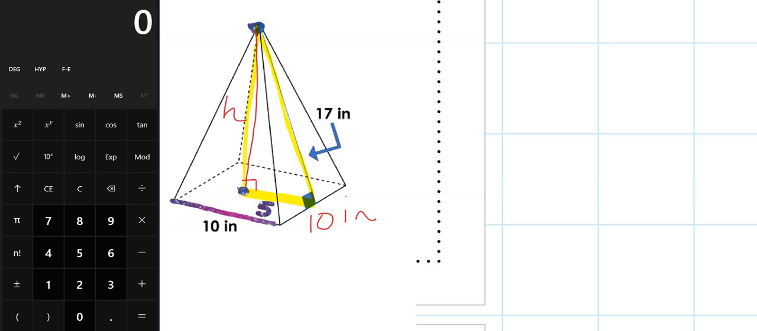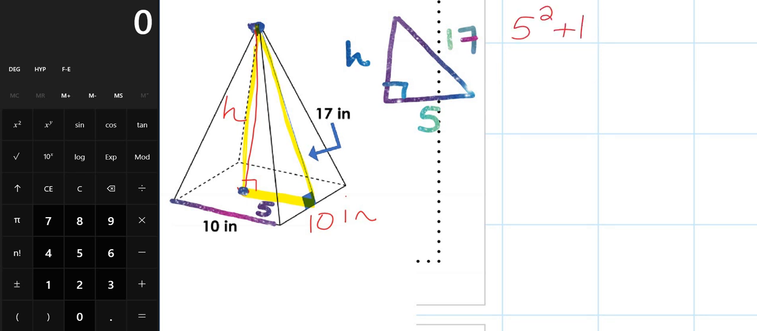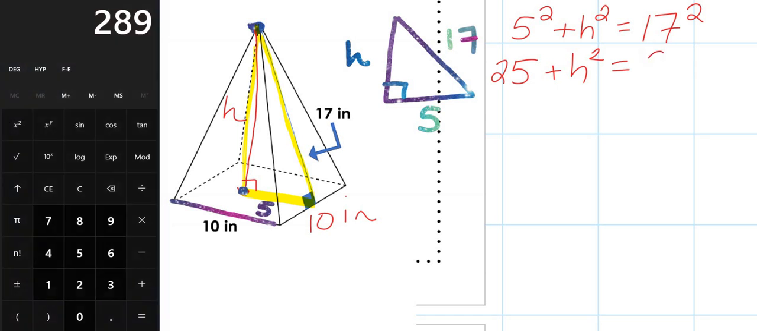So look at what we have. We have a right triangle with side lengths of 5, h, and a hypotenuse of 17. Let's go ahead and solve for h. Using Pythagorean theorem, not trig because we don't have an angle, we're going to start setting up 5 squared plus h squared equals 17 squared. 5 squared is 25 plus h squared equals 17 squared, which is 289. Subtract 25 from both sides.